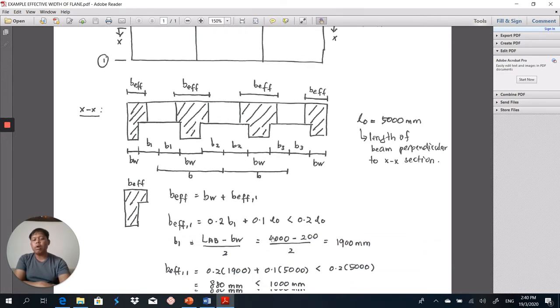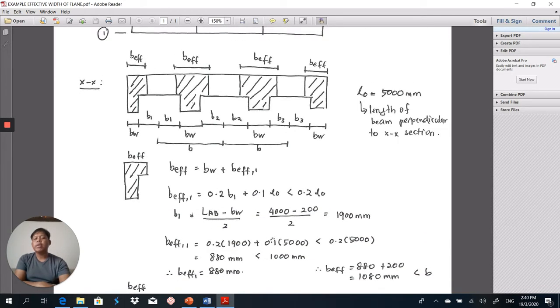We have a look at the first example for the L flange beam. The formula for BEFF, the effective width of flange, is equal to BW plus BEFF1, because the flange is only on one side here, as it is an L flange beam. Therefore, this part is your BW. So that's why the formula is BW plus BEFF1. How to determine this BEFF1? BEFF1 is equal to 0.2 B1 plus 0.1 L naught, less than 0.2 L naught.